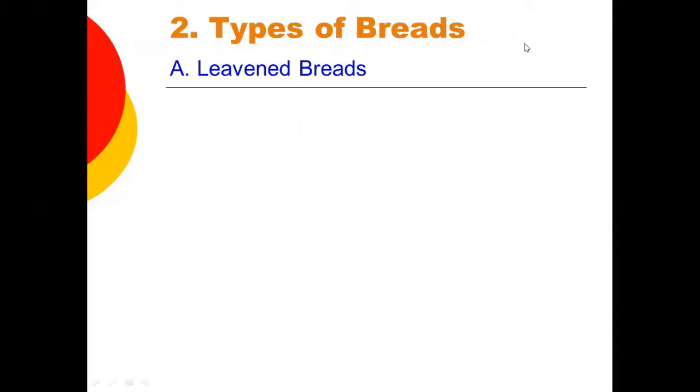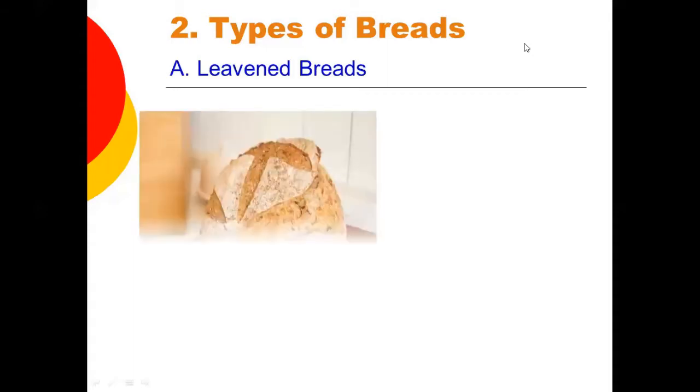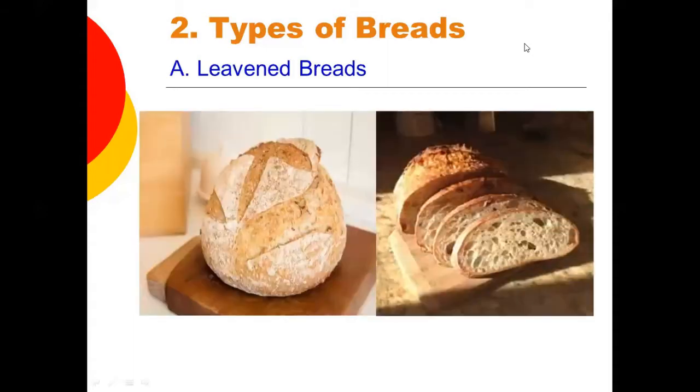The leavened bread is made by adding yeast or other leavening to the dough. The yeast produces gas that makes the dough lighter. Leavened bread can be made into larger loaves baked in an oven. This is the main type of bread eaten in Europe, America, and many parts of Asia.